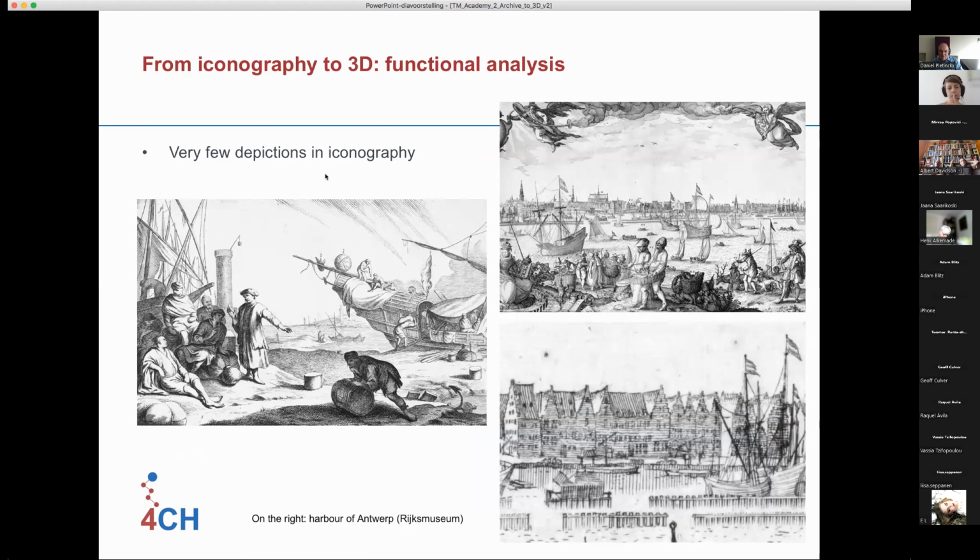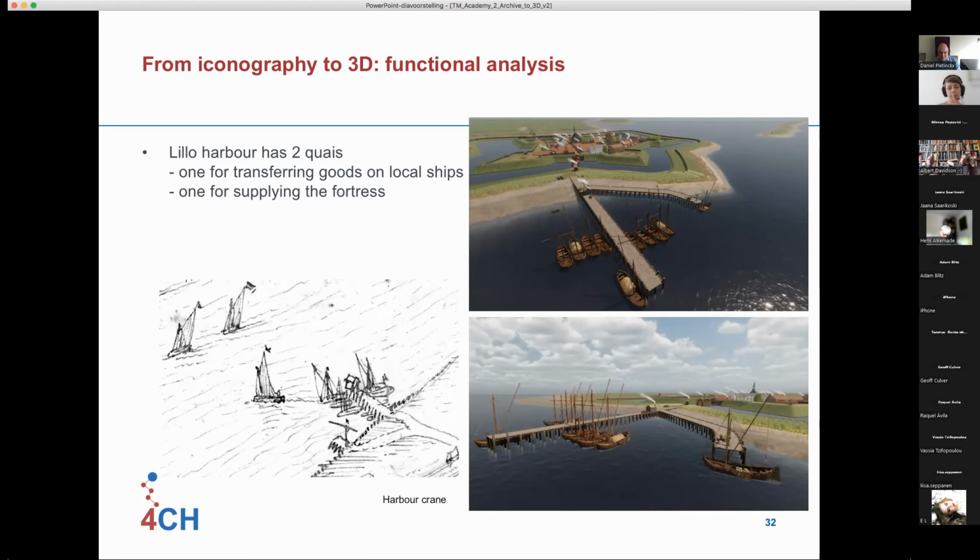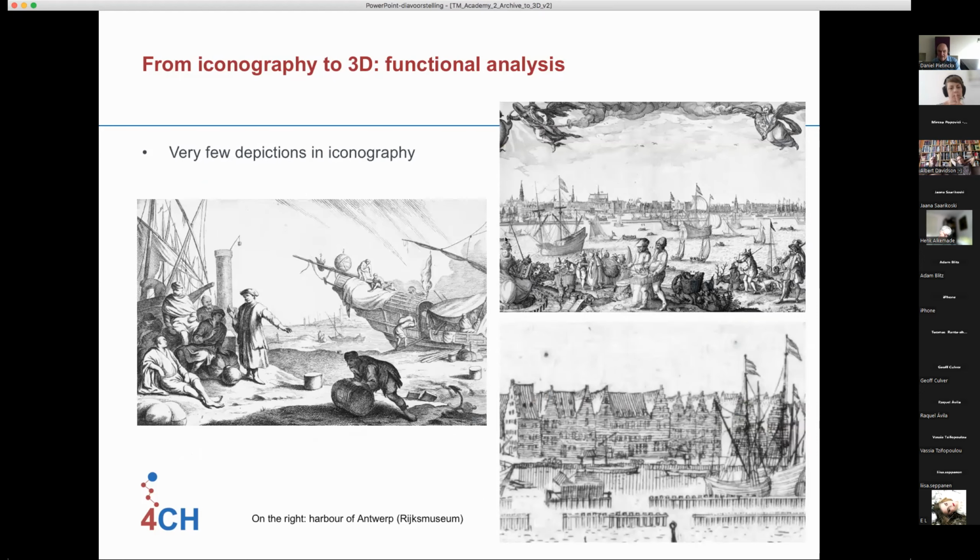So if we look, in fact, at, no, wait, one thing. You see on the depiction of the quay that there is a crane there. So we'll talk about the crane here. You can see the crane reconstructions here.